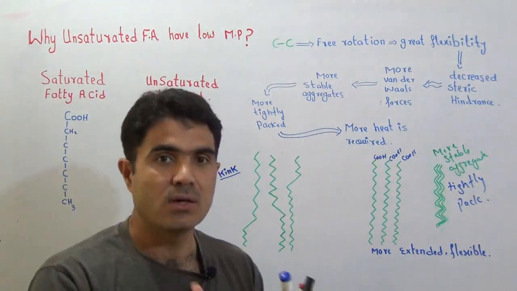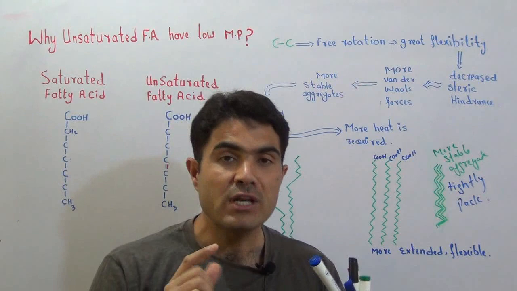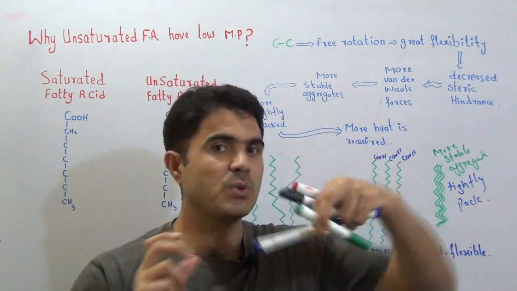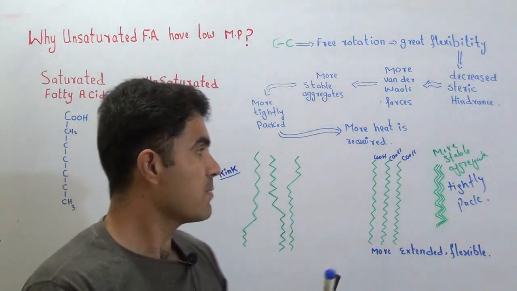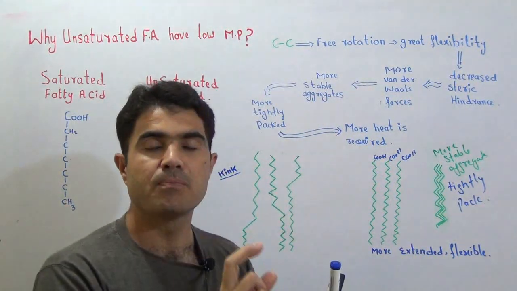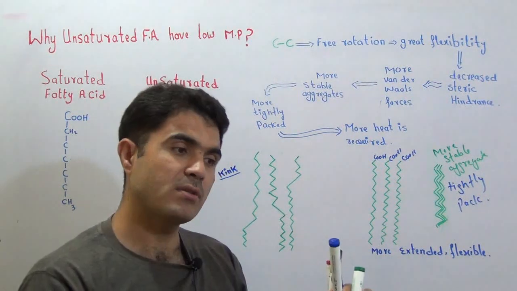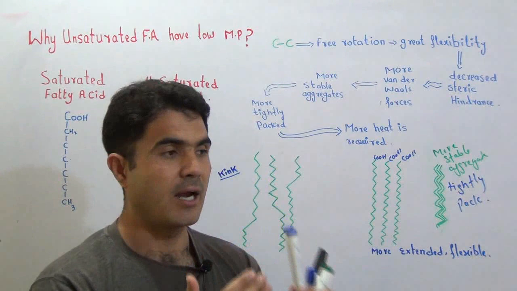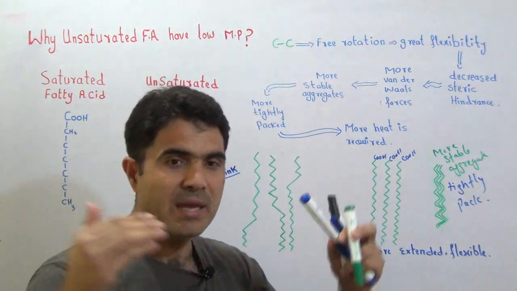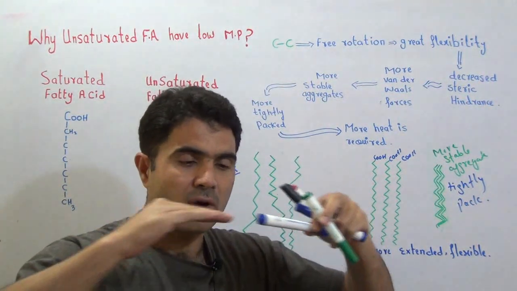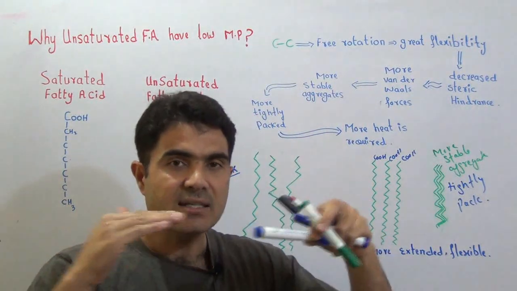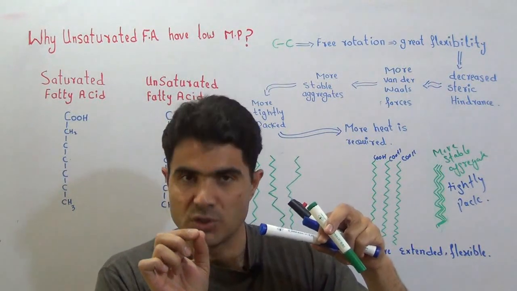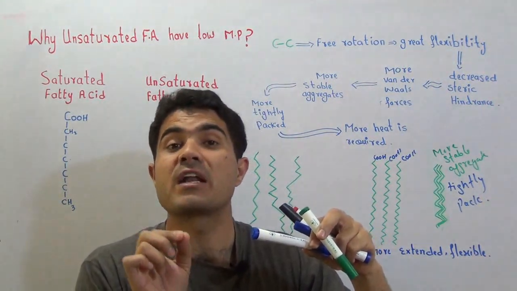The whole credit goes to the free rotation between the carbon atoms. Because of the free rotation, the molecules became flexible. Because of the flexibility, the molecules came together. Because of their closeness, many atoms come in contact with each other, and when many atoms come in contact with each other, forces are produced. That force is called van der Waals force.